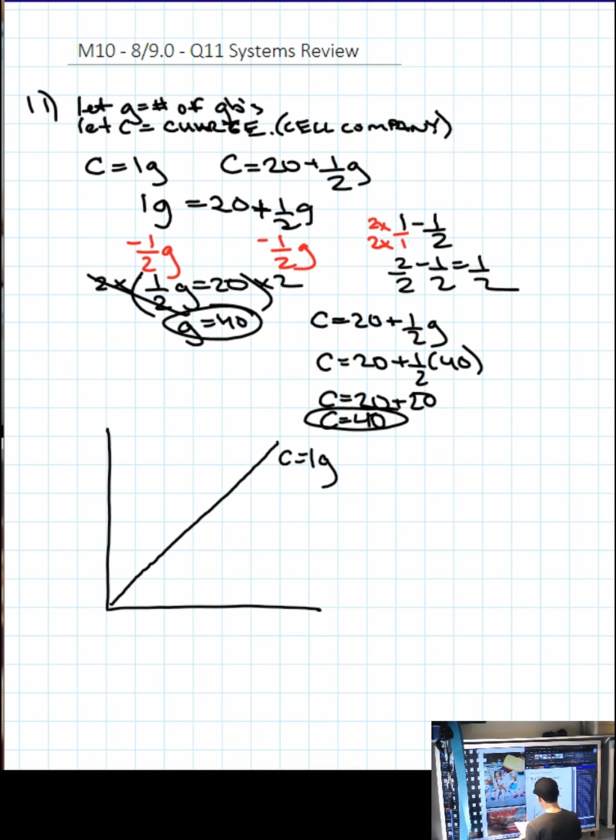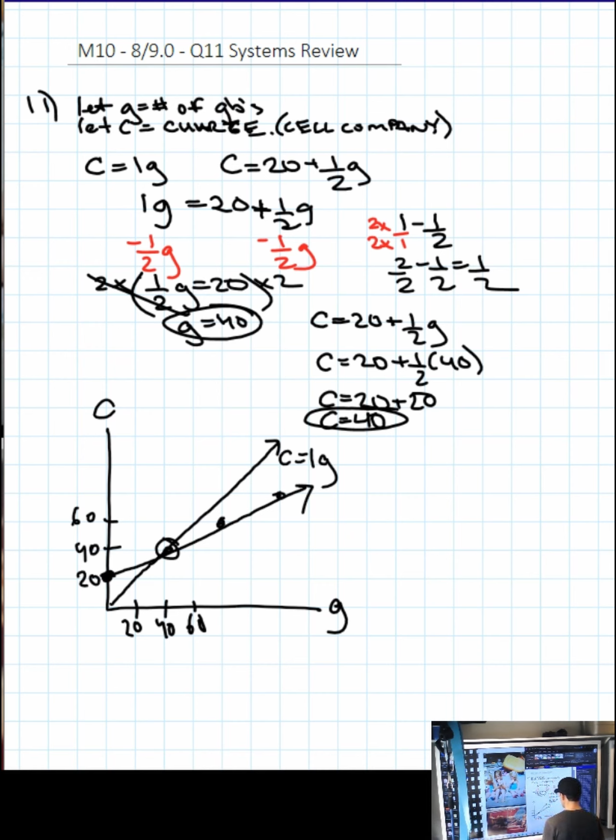And then, if we go up by, let's say, 20s, then our other equation has a y-intercept of 20, so we can mark that. And this time we're up 1 over 2. Notice how useful it is to use graph paper with our gigabyte axis and our cost axis. So this is the intersection.